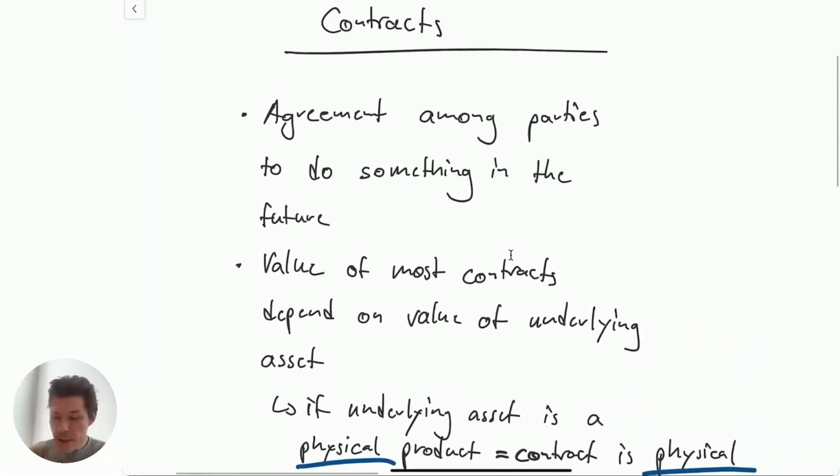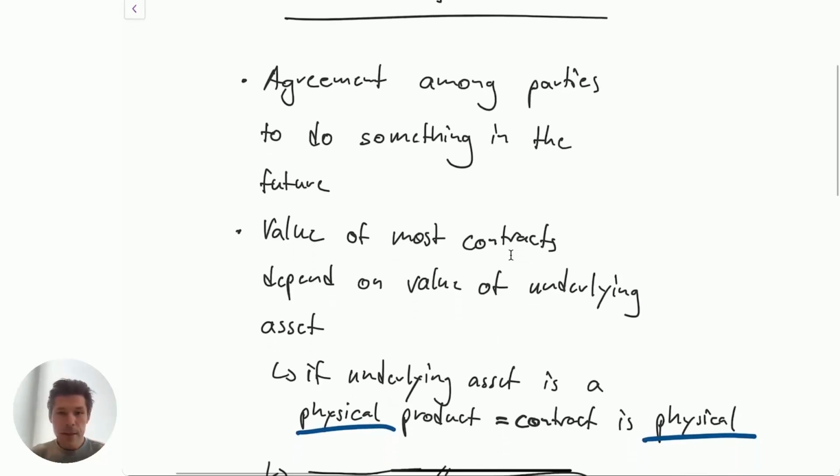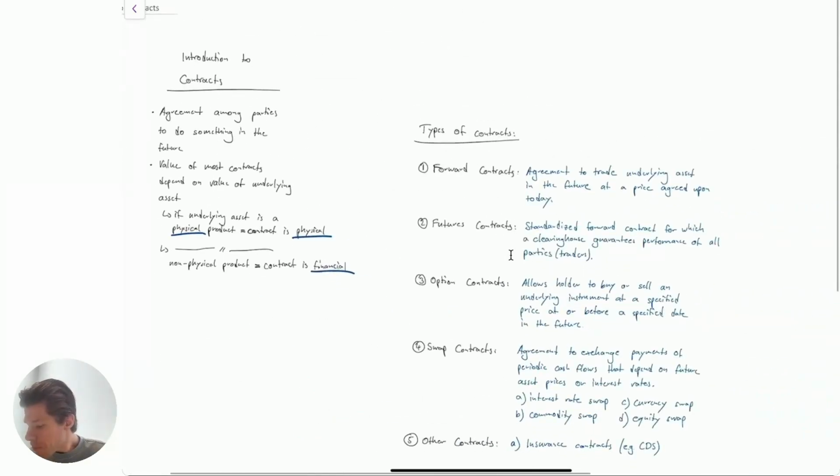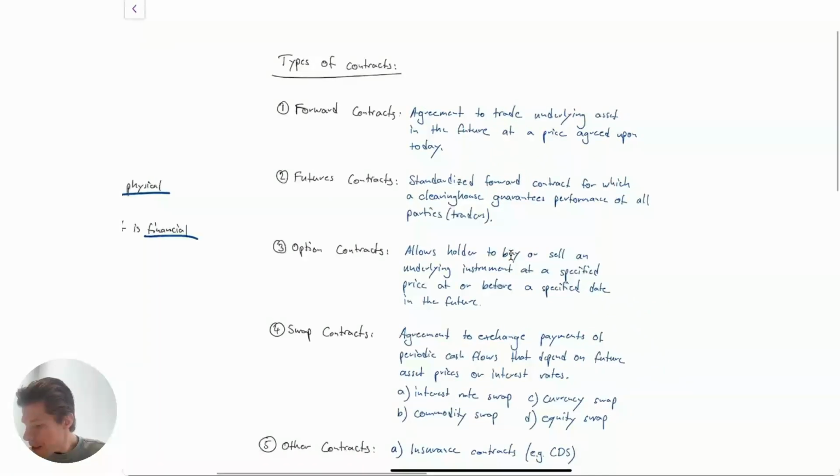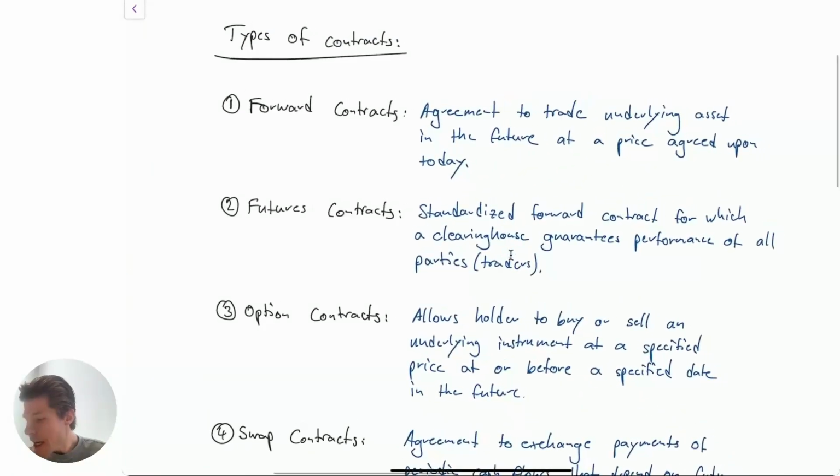So as I mentioned, contract, piece of paper, document between two parties, two traders to do something in the future. There are, I would say, 4 or 5 major types of contracts. The first one are forward contracts. This is an agreement to trade an underlying asset, again, could be a physical product, physical asset, or non-physical asset in the future at a price agreed today.